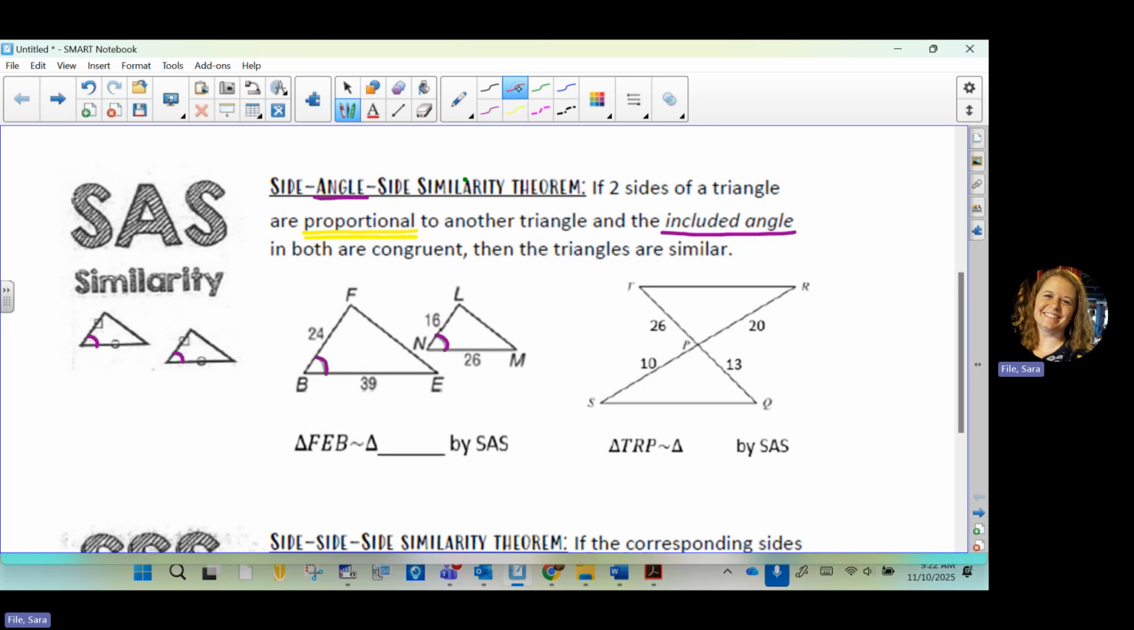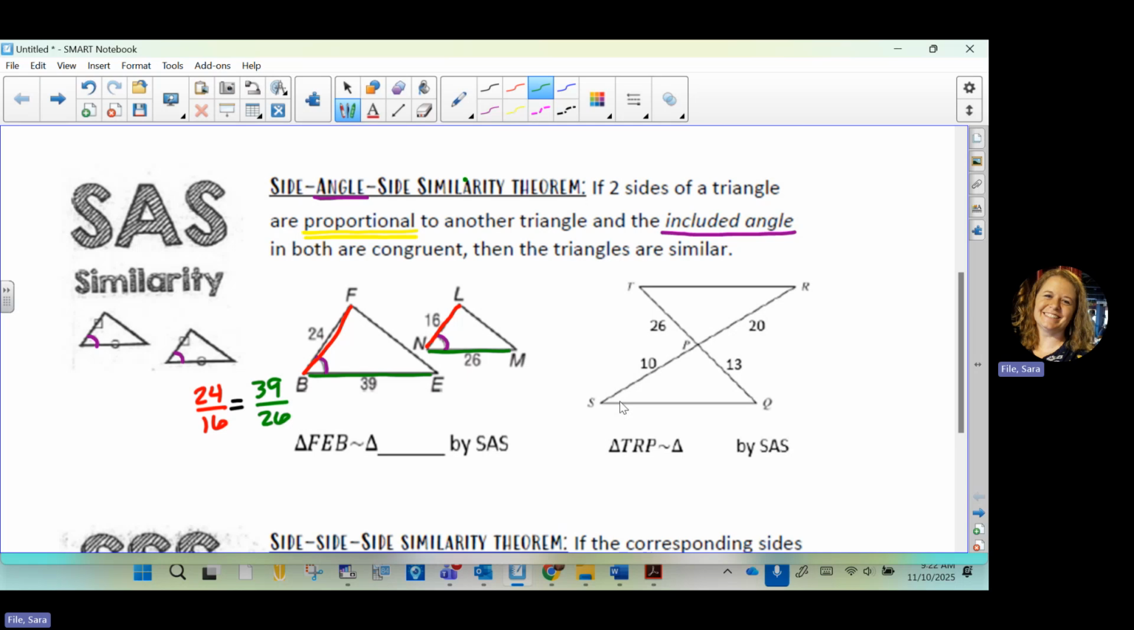So we would set up the proportion and make sure that it's true. So here it would be FB to LN would need to be equal to BE to NN. Is that the only way I could set up the proportion? No, I did the red to red, green to green. You could have done big red to big green, little red to little green, right? There's different ways you could set up this proportion.